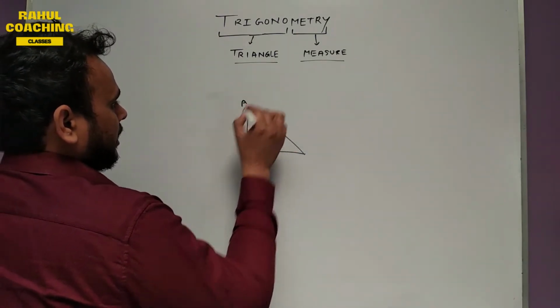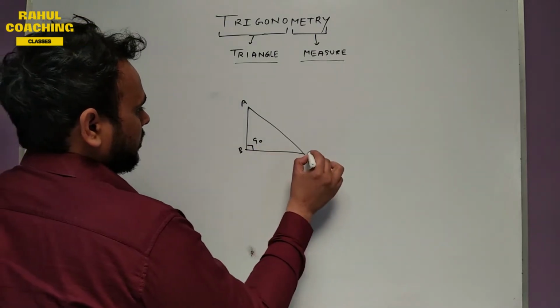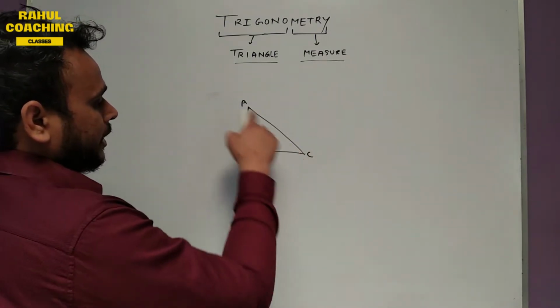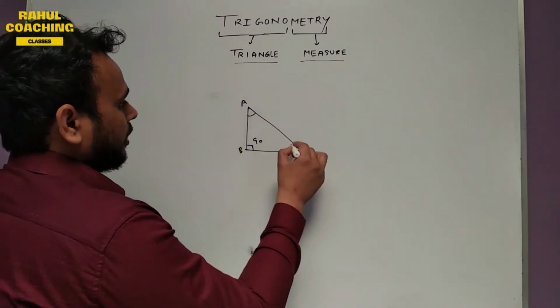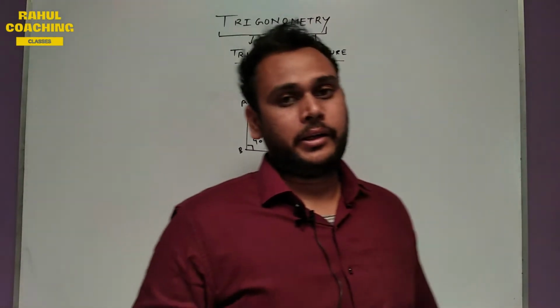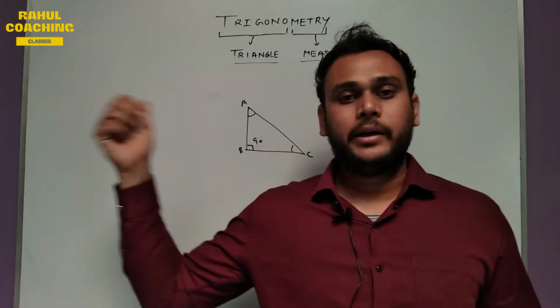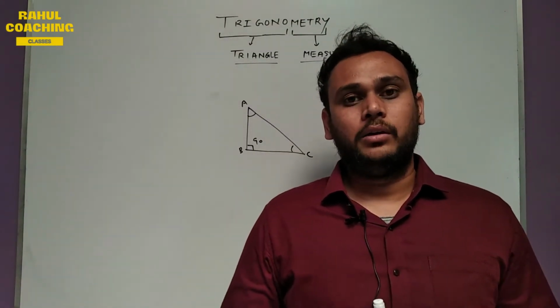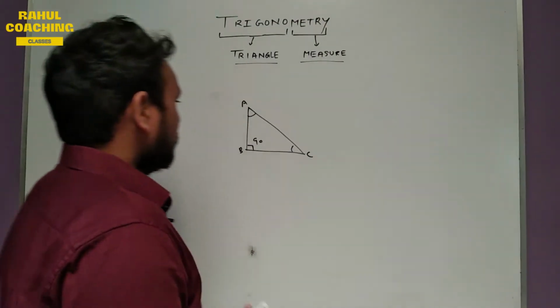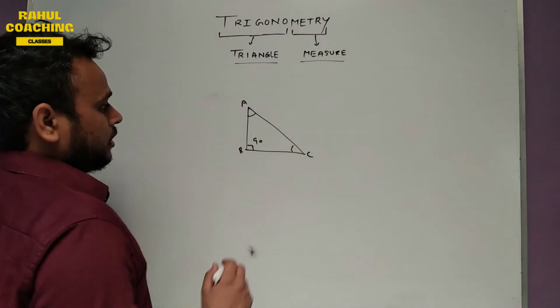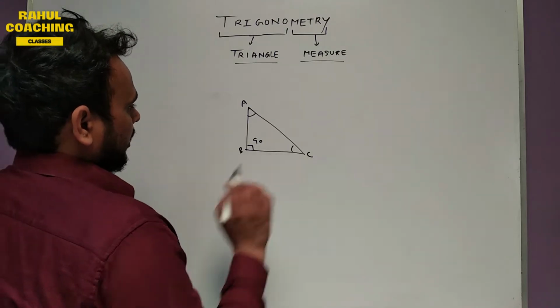Let's say A, B and C. This is a right angle triangle in which only one angle is 90 degrees and the other 2 angles are less than 90 degrees. Means angle A and angle C should be acute angles, or less than 90 degrees. Okay. If we talk about this right angle triangle, there is a property of this triangle.